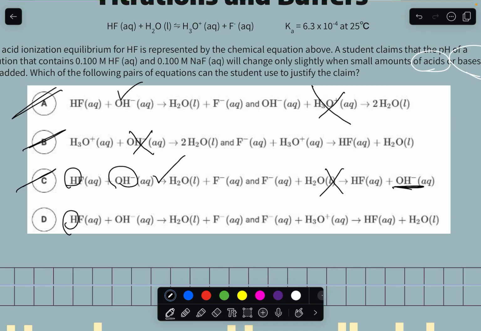For D, we have the HF with OH minus, so that one works as usual. The second part, we have the F minus with the H3O plus, and that neutralizes it. So it's taking away both the basic part of things and the acidic part of things. So that is going to be our right answer.